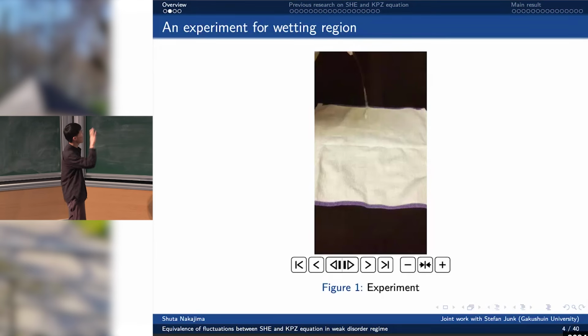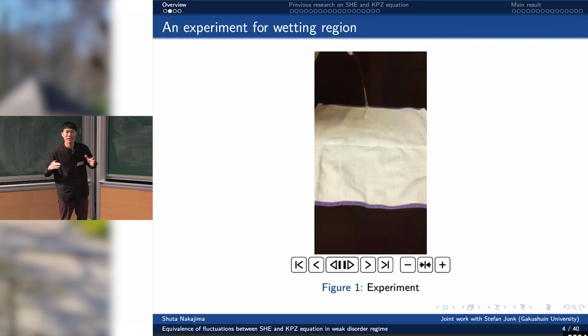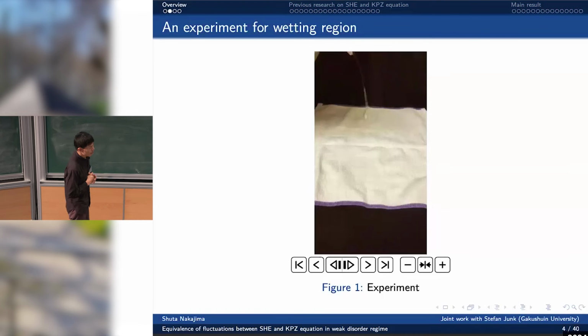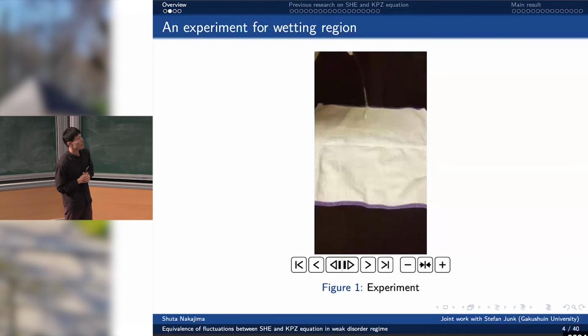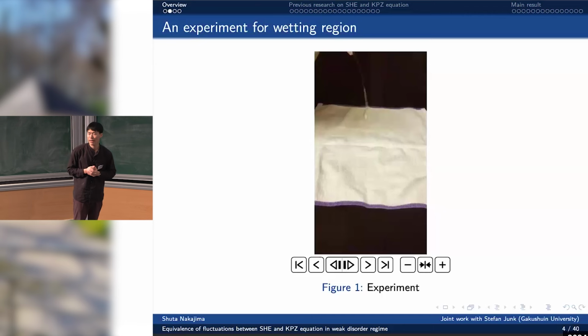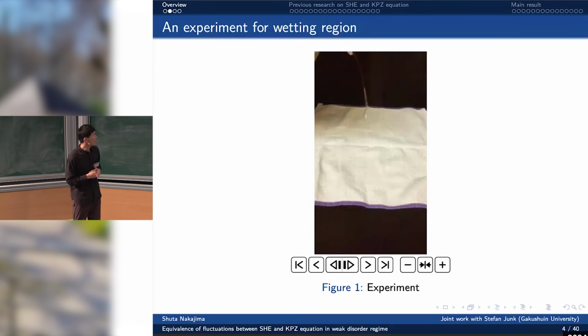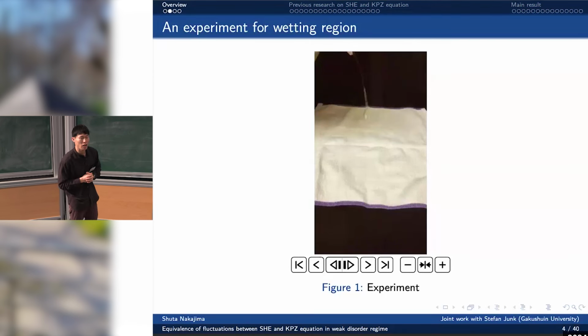And if you look at the boundary of the wetting region, then you can regard it as interface growth. It is also very important to note that this is a random process, because if you conduct this experiment several times, then this behavior changes from time to time. So in that sense, we call it random interface growth.